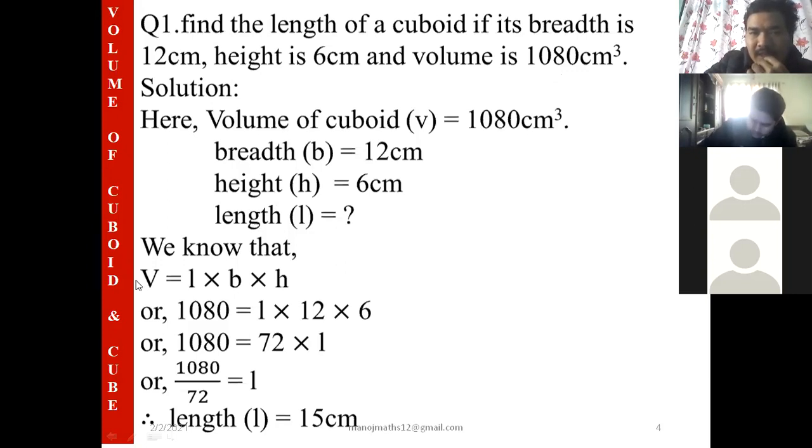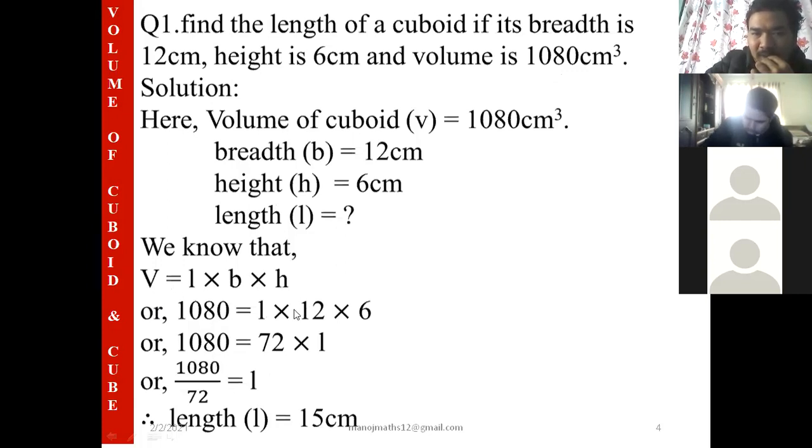Yes, in the volume formula, look here. Length, breadth, height, and volume: volume is given, breadth is given, height is given. Only one thing is missing, that is length. You have to change the side, okay? Then you will get the value of length. Do you know how to change the side?